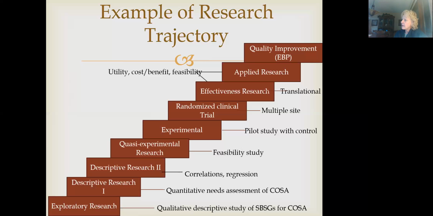Did they maintain it? Then applied research adds the utility, cost, benefit, and feasibility. And then after you have really solid data, you can move to quality improvement. And does this work in your setting?